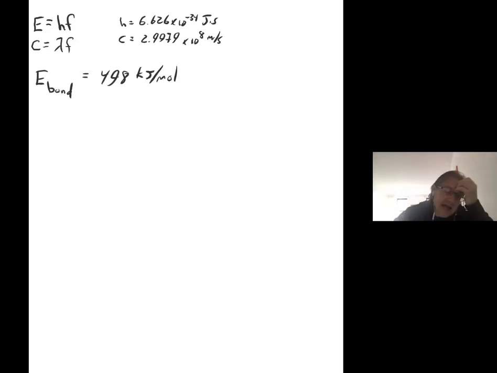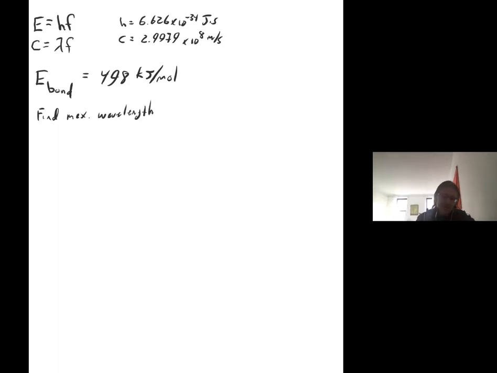Okay, so they throw a lot at you in this problem. There's a lot of conversions you have to do. So let me draw out a little flow chart for how you approach this. We are essentially asked for the wavelength. They ask us to find the maximum wavelength that can break the bond.